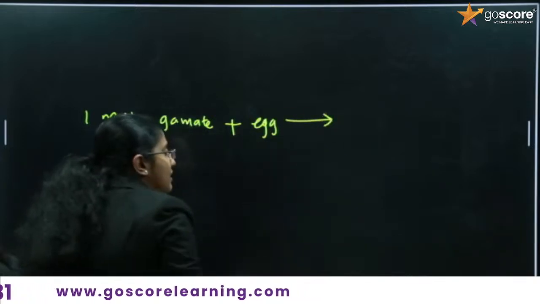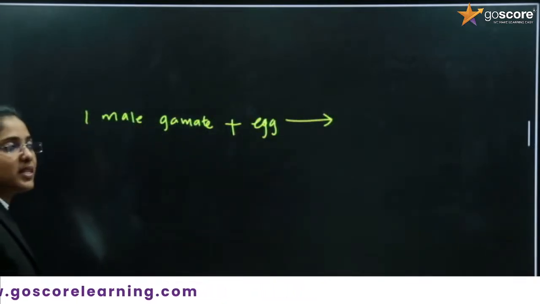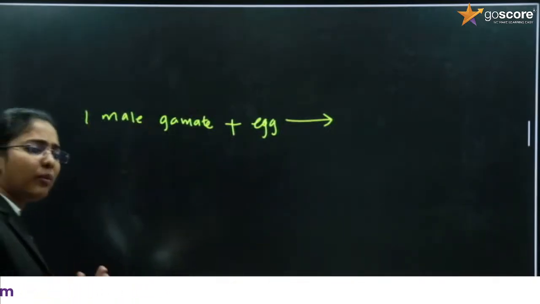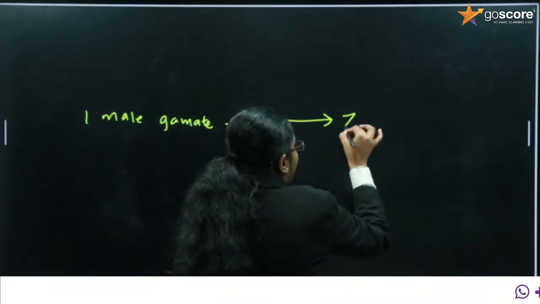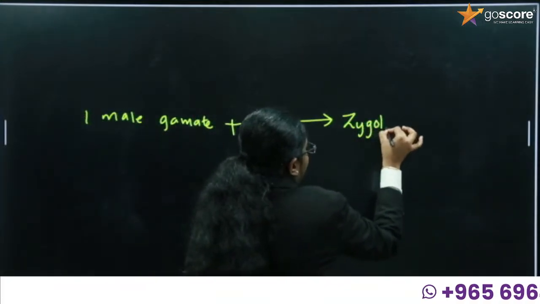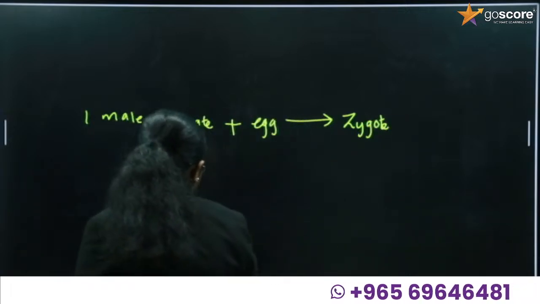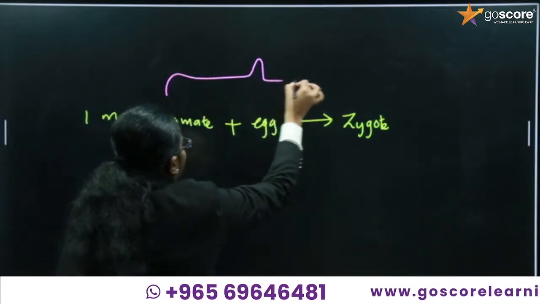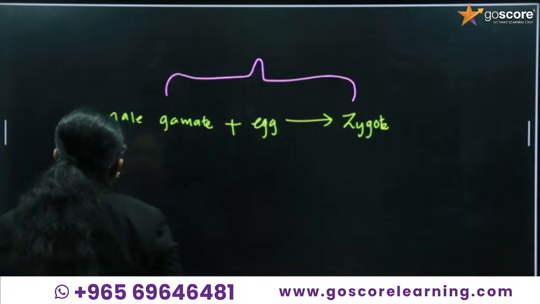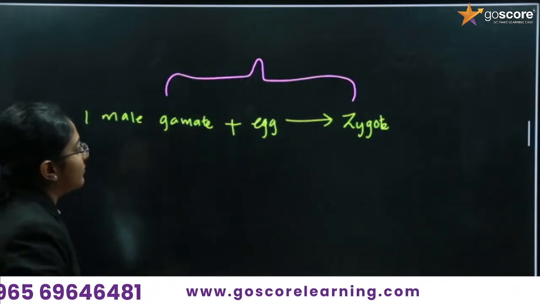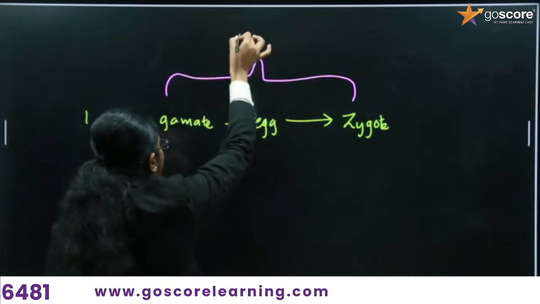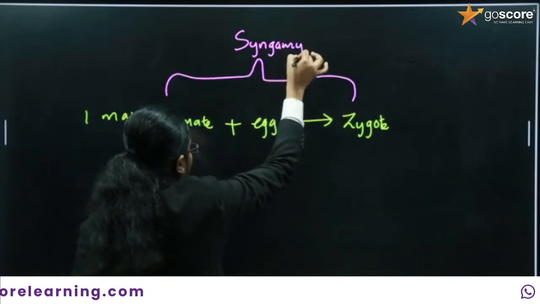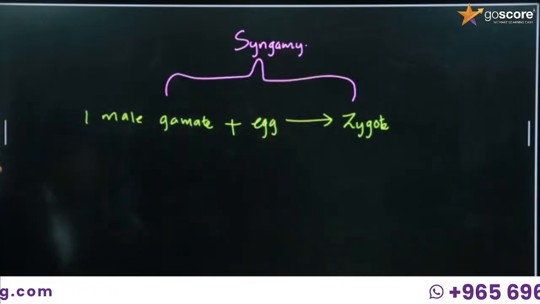And what is the result of this fusion? If two gametes are fused, then what will be the result? Obviously, it will be a zygote, right? So we can say the formation of zygote by fusion of male gamete with egg, and that process is known as syngamy.